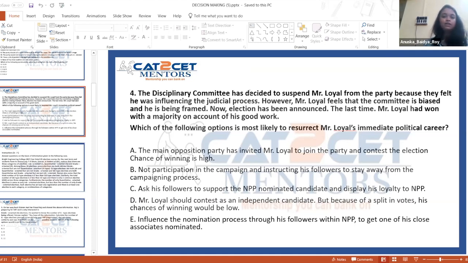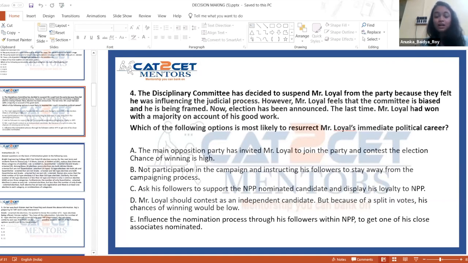Okay. So now we look at the options. A, the main opposition party has invited Mr. Loyal to join the party and contest the election. Chance of winning is high. Okay. So if Mr. Loyal joins the opposition and contests against NPP, he will win. That is what the option is saying. The chance of winning is high.